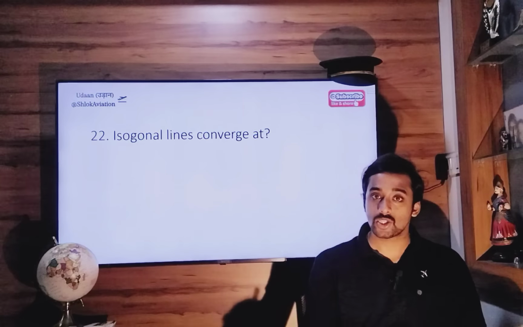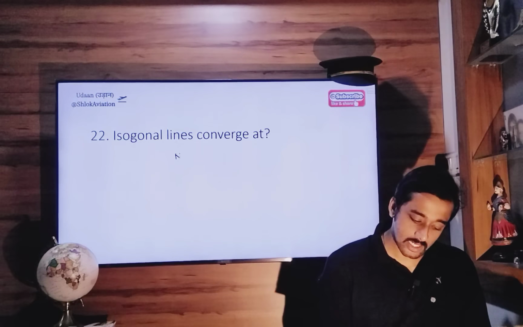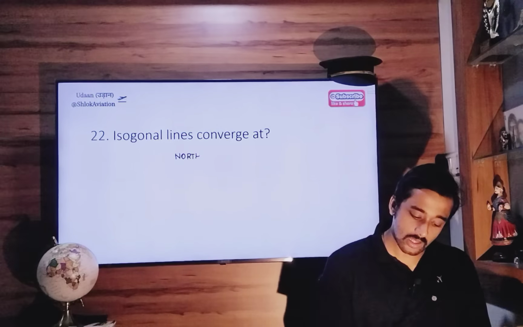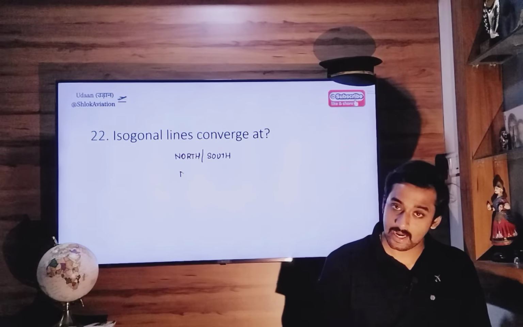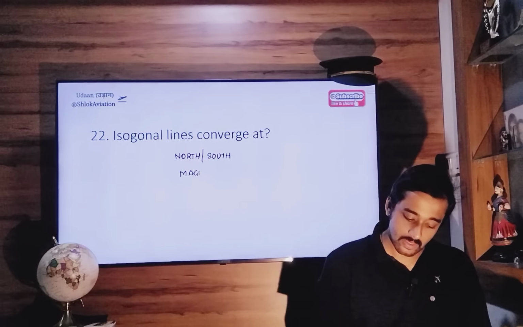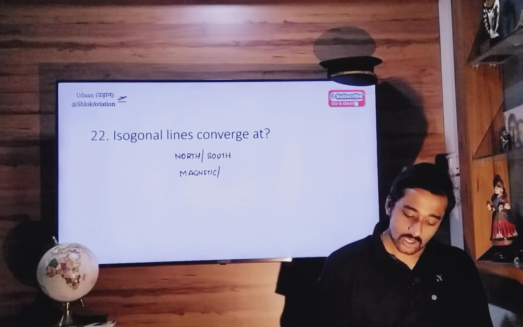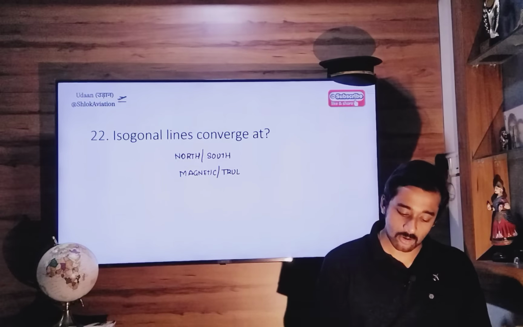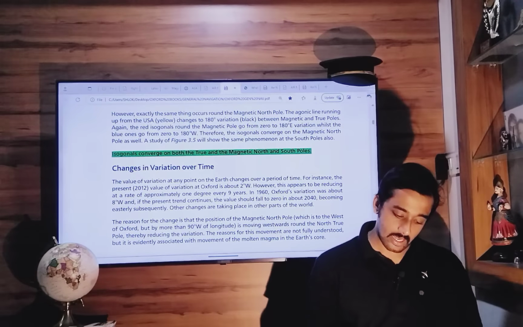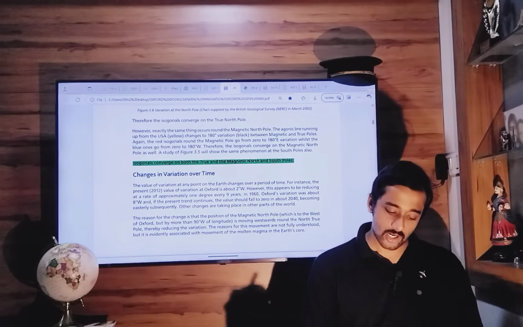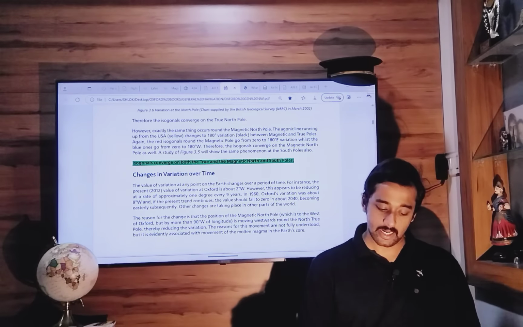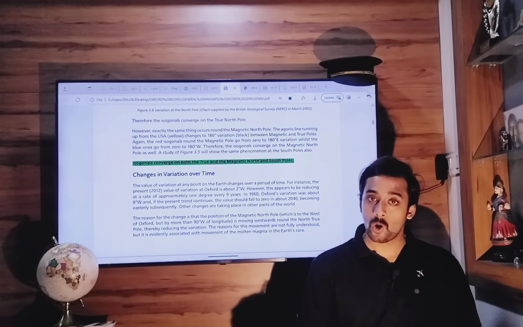Isogonal lines converge where? So remember, isogonal lines converge at the north and south poles, and these poles are the magnetic north and south pole as well as the true north and south pole. You will find this fact in chapter number 3, page number 50. Isogonals converge on both true and magnetic north and south poles.